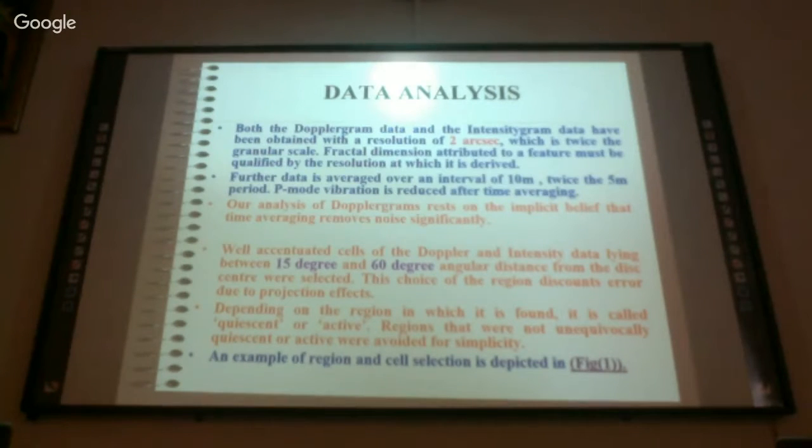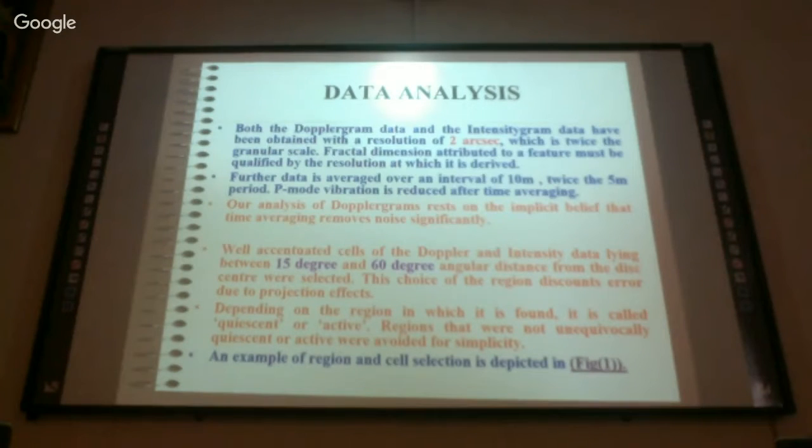Well-accentuated cells of the Dopplergram and intensity images lying between 15° and 60° are selected. The choice of the data discounts error due to projection effects. That is the reason we have chosen this particular region of the cells, between 15° and 60°, so that the projection effects are completely avoided. Also, we have done the correction for Doppler shift using a particular software program. So these are the precautionary measures which are taken before any analysis is carried out.